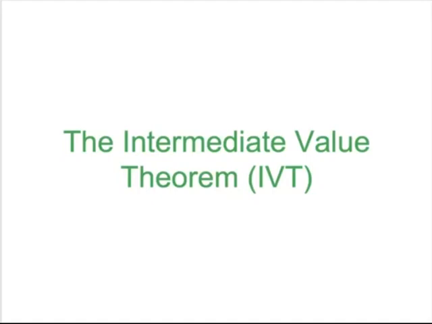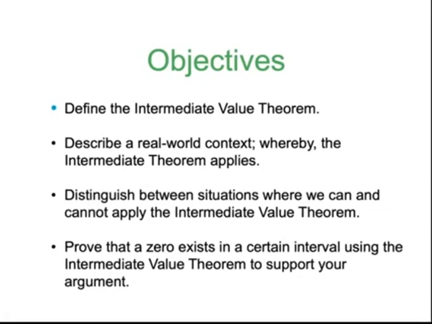Welcome to a short lesson over the intermediate value theorem. Our objectives for this lesson are to define the intermediate value theorem, describe a real-world context whereby the intermediate value theorem applies, distinguish between situations where we can and cannot apply the intermediate value theorem, and prove that a zero exists in a certain interval using the intermediate value theorem to support your argument.